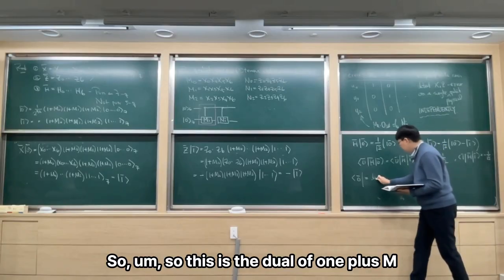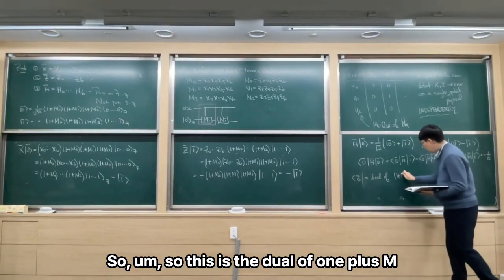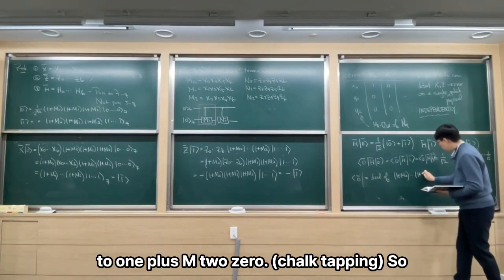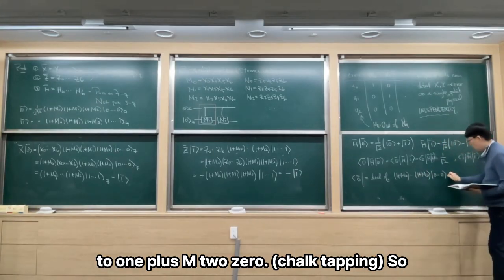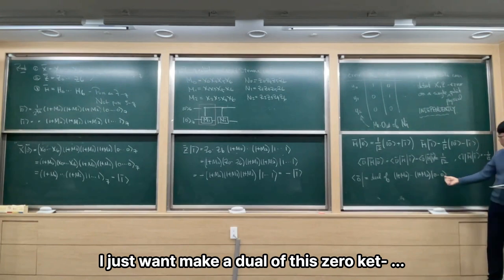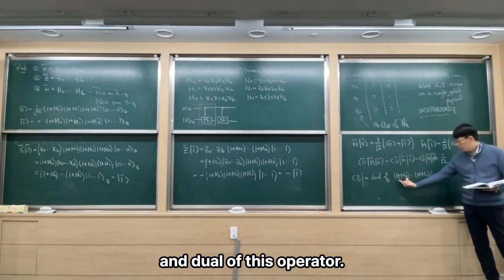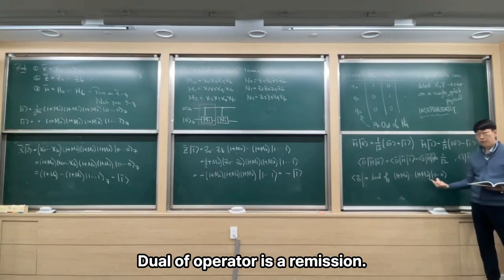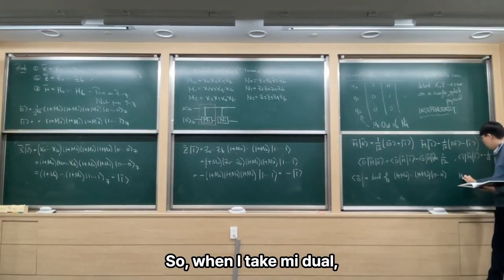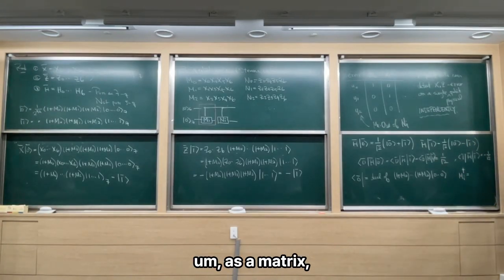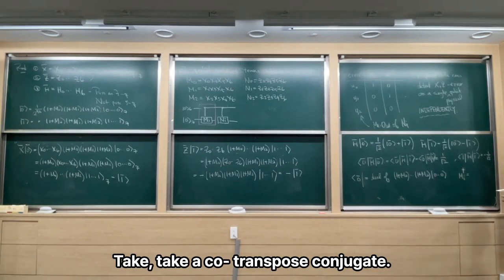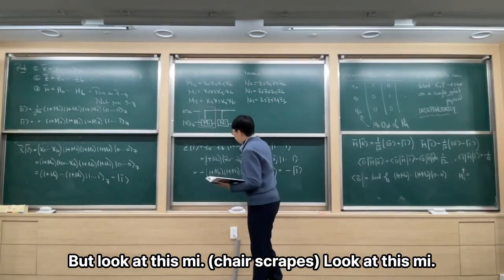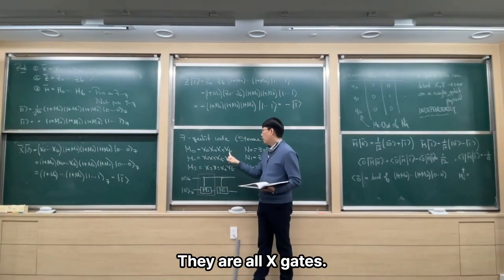So this is the dual of 1 plus m0 all the way up to 1 plus m2, 0. So I just want to make a dual of this 0 cat and dual of this operator. Dual of operator is a Hermitian. So when I take mi dual, it means that I take as a matrix, I'm taking a transpose and conjugate. But look at this mi. They are all X gates.